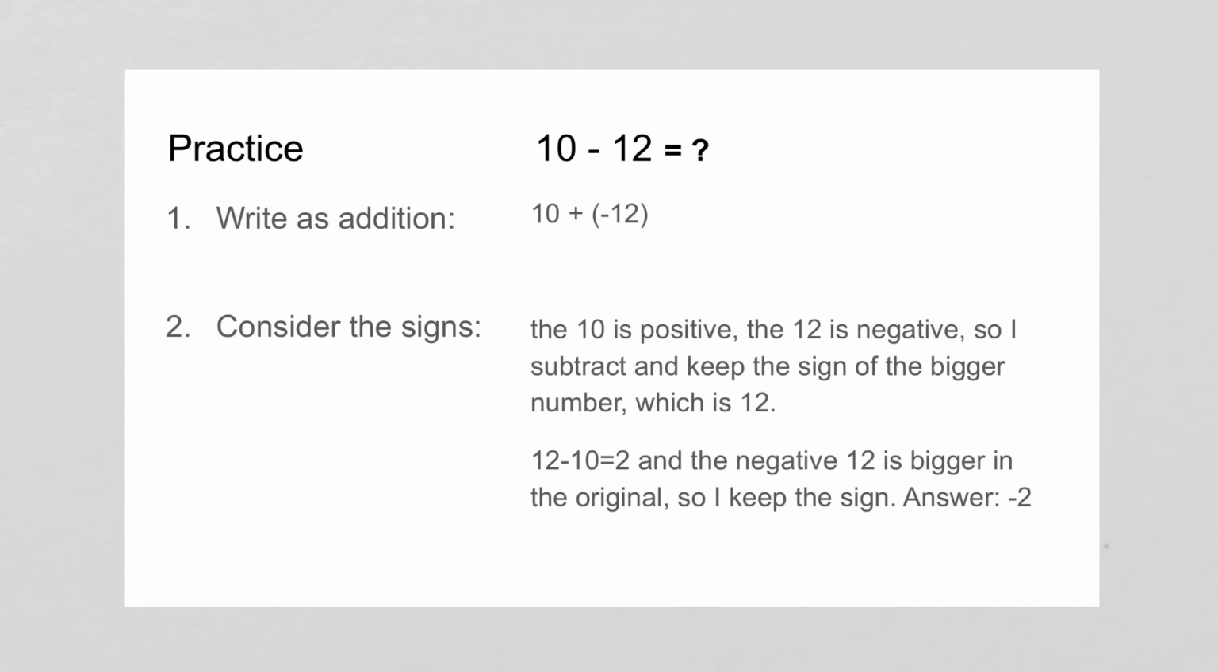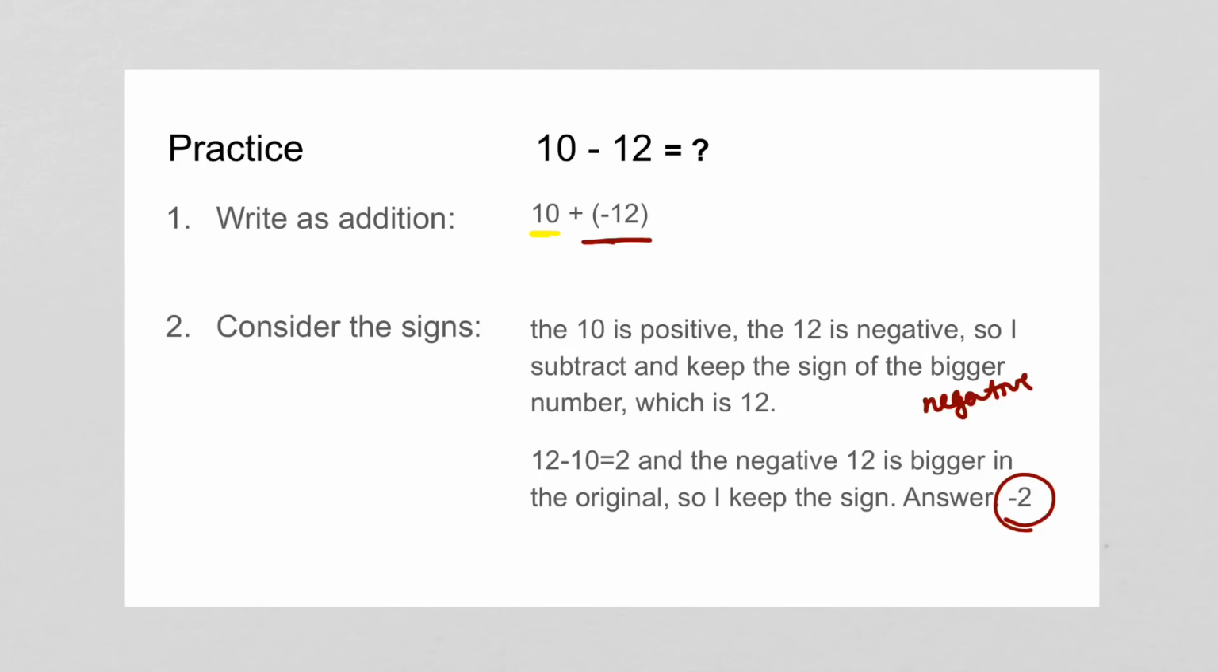Well, the 10 is positive and the 12 is negative. So I know I've got different signs. I'm going to subtract, and I'm keeping the sign of the bigger one, which is 12. 12 is negative, so I know it's going to be a negative. Okay, now I just subtract: 12 minus 10 equals 2. The negative 12 is bigger in the original problem, so I keep that sign. My answer is -2.